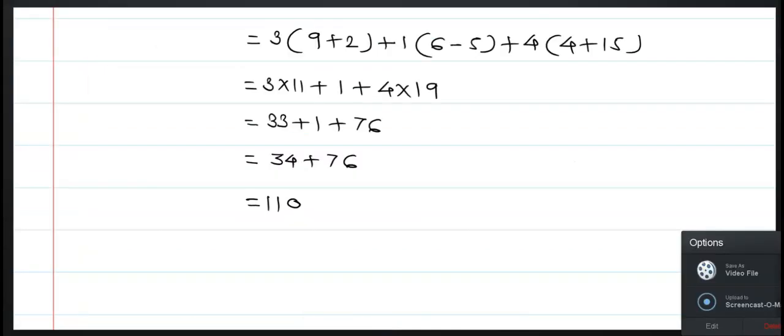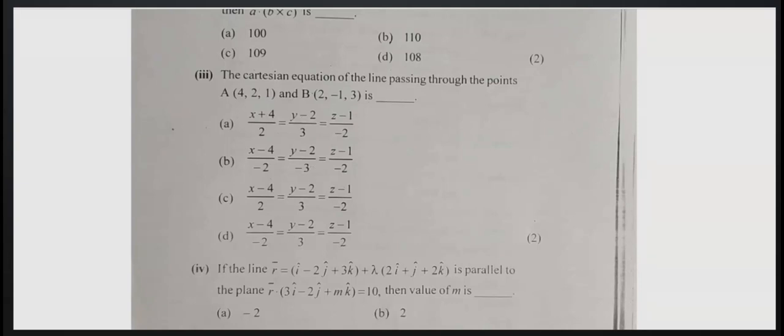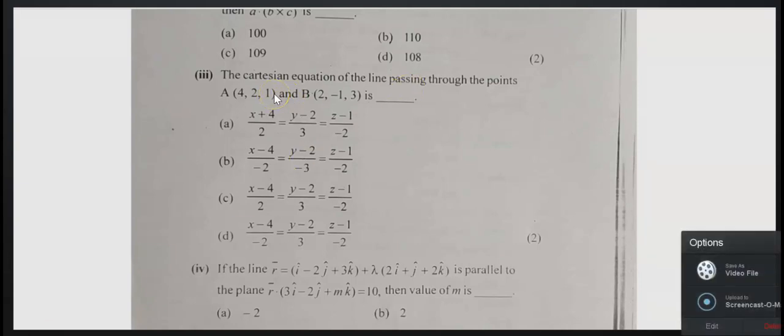Now next, the Cartesian equation of the line passing through the points A (4, 2, 1) and B (2, minus 1, 3) is, let's say, a simple question.